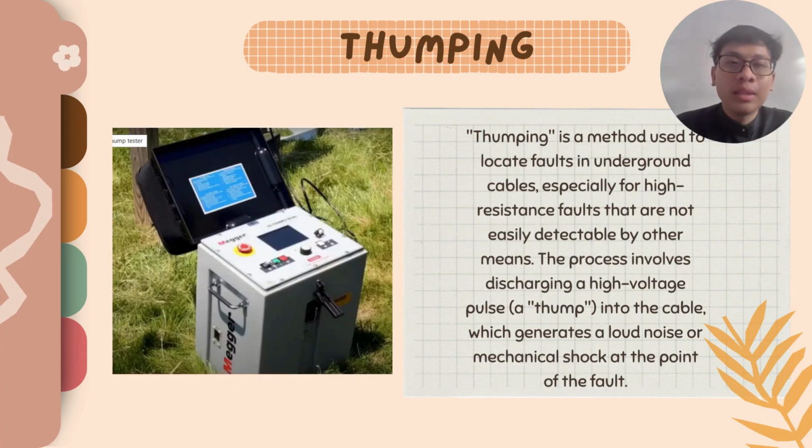Thumping is a method used to locate faults in underground cables, especially high resistance faults, which are not easily detectable by other means. The process involves discharging a high voltage pulse, a thump, into the cable, which generates a loud noise or mechanical shock at the point of the fault, like in this video.